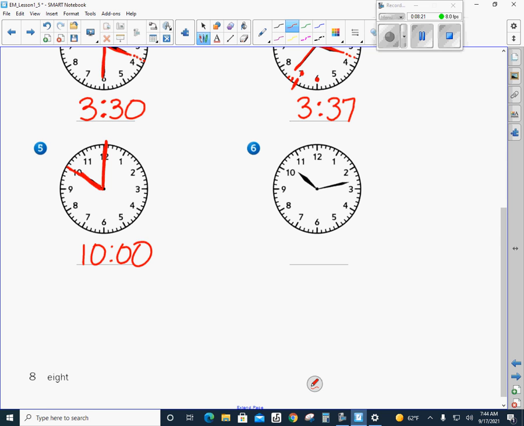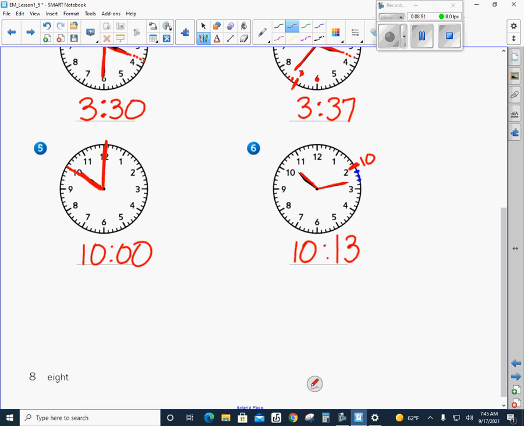Now looking at clock 6, look at the little hand first. My hour hand is between the 10 and 11. But I'm going to call that 10. And then my minute hand, again, is between numbers. So I have to count exactly where it's at. Right here on the 2 would be 10 minutes. So now I count my dots in between. 11, 12, and 13. So my time is 10:13.